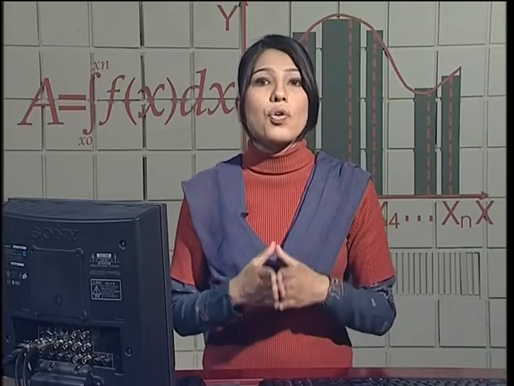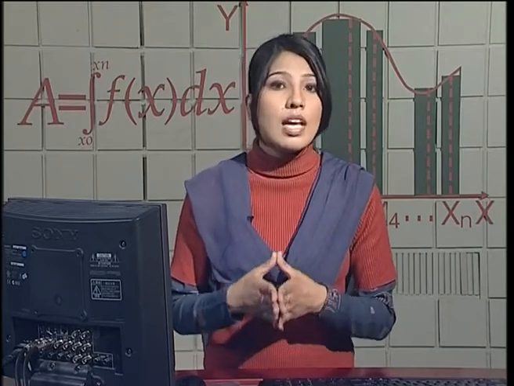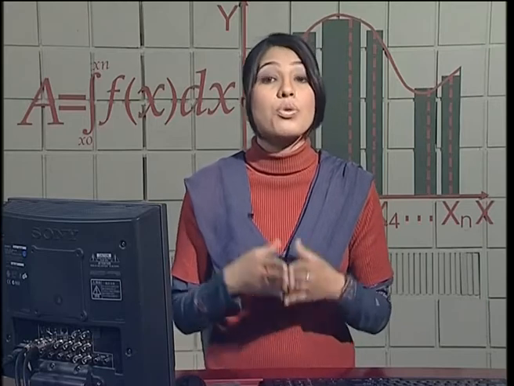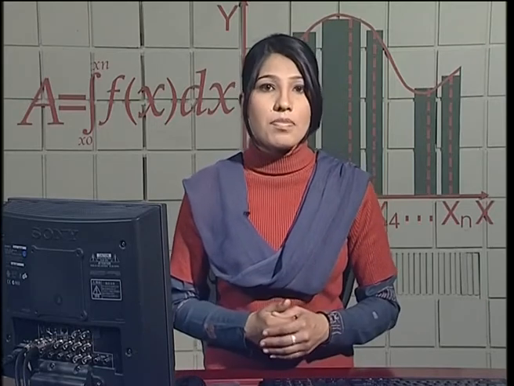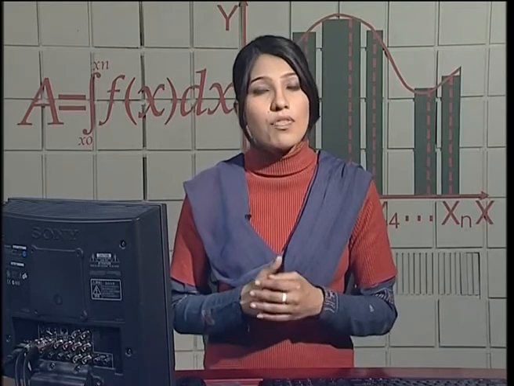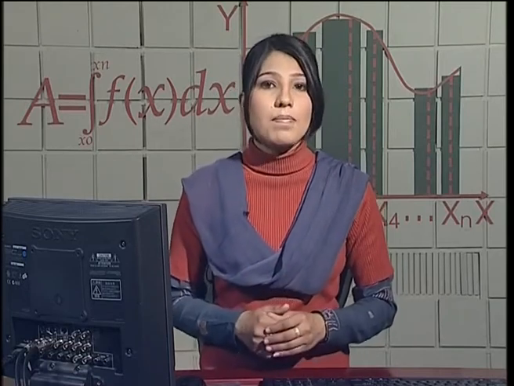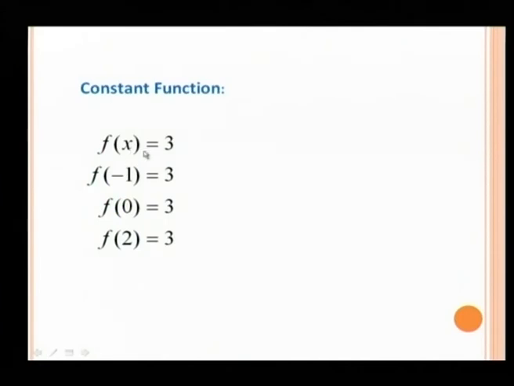The simplest of all functions are those that are having the same value to every value of x. These are called constant functions. You can see an example of a constant function on the screen. If we have a function f of x is equal to 3, now by putting x is equal to minus 1, the function would give you 3. By putting x is equal to 0, again the function value is 3.